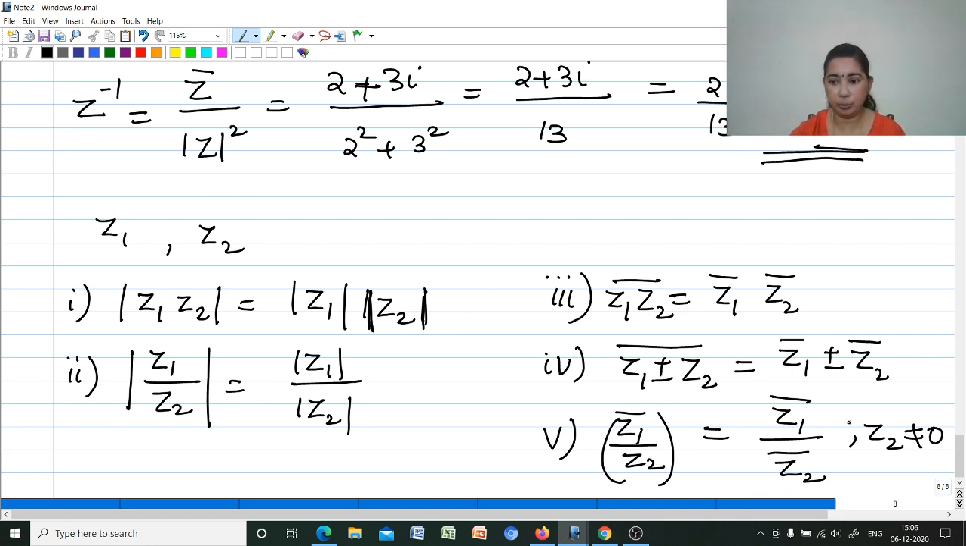These are a few of the properties which we have to study: modulus of z1 z2 is the same as mod z1 into mod z2. Modulus of z1 by z2 is the same as mod z1 by mod z2. Conjugate of z1 z2 is the same as z1 conjugate into z2 conjugate. Conjugate of z1 plus or minus z2 is z1 conjugate plus or minus z2 conjugate. And conjugate of z1 by z2 is the same as z1 conjugate by z2 conjugate.